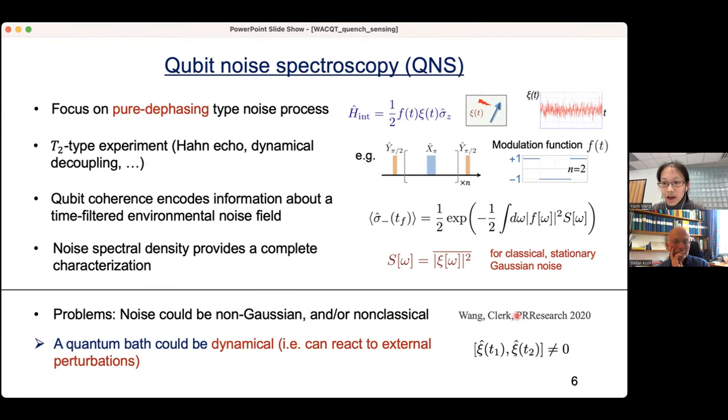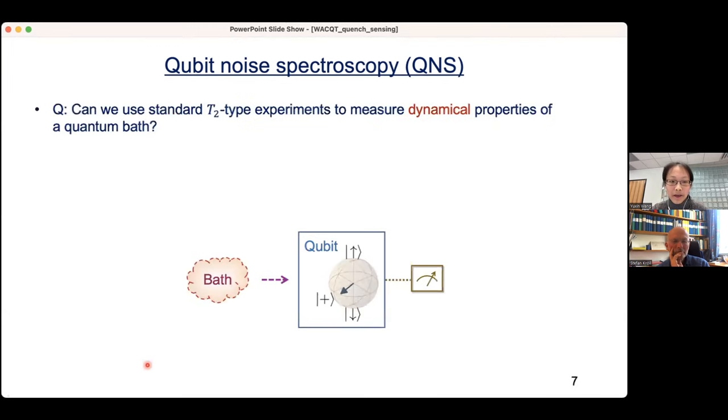For the talk today, I'd like to focus on the scenario where the bus could actually correspond to a quantum physical system, which means that it cannot be dynamical or, equivalently, it cannot react to external perturbations. So the question we ask again is, can we still use standard dephasing-type noise spectroscopy experiments to now probe the dynamical properties of a quantum bus?